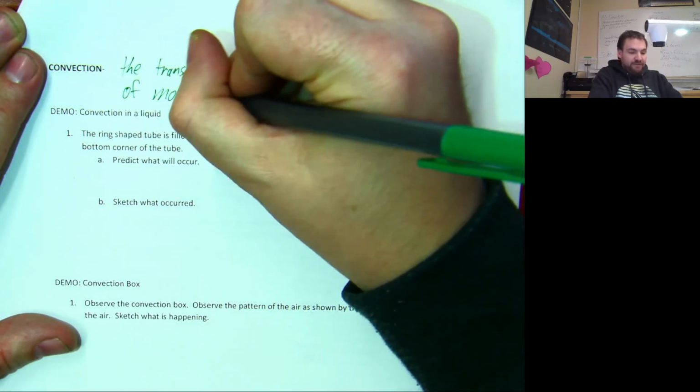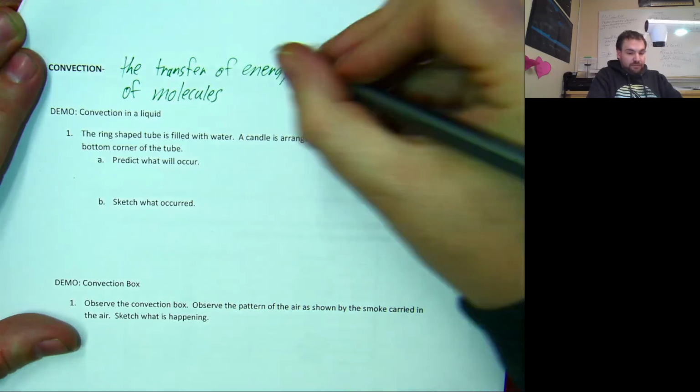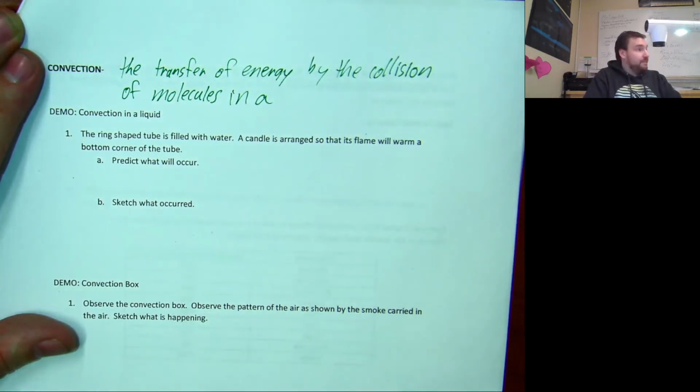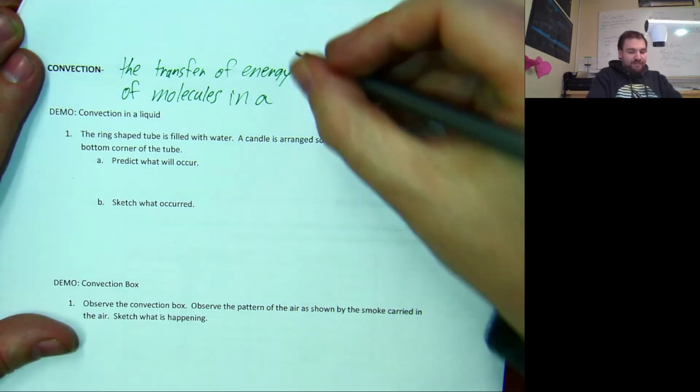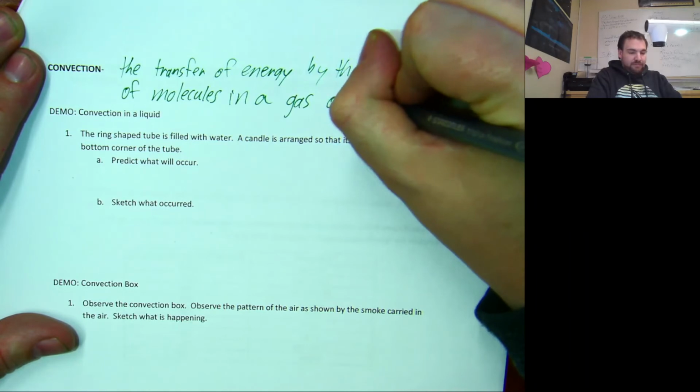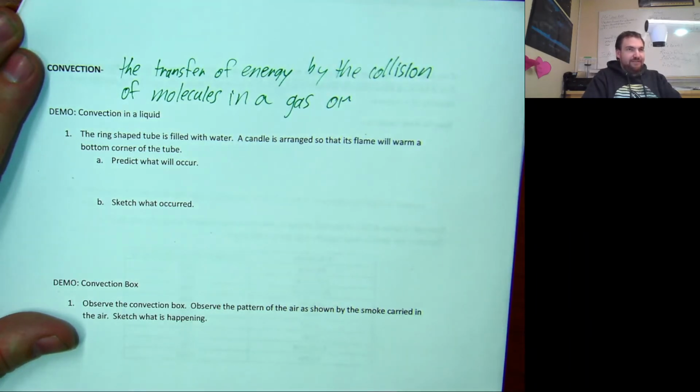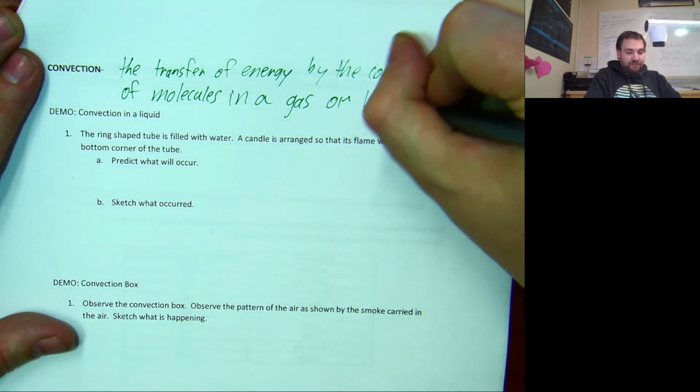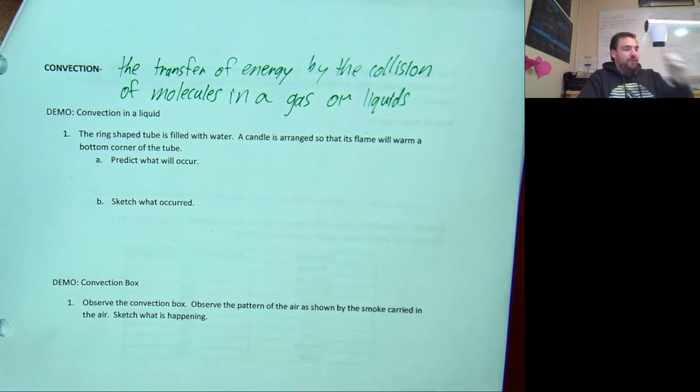In what kinds of materials? Gas is one. Vapor's a gas. Liquids can also heat by convection, but typically we talk about gases transferring their energy by convection. I'm going to do demos of these two as well, just because we don't have enough material and I have to light a bunch of stuff on fire for the convection box.